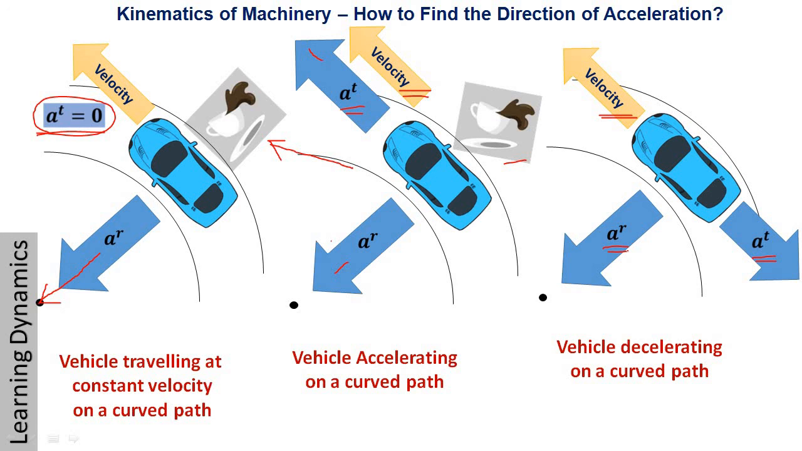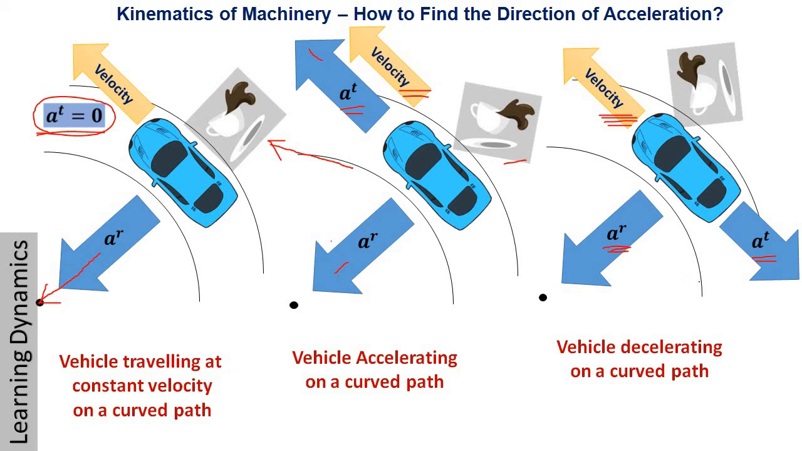The reason for that is the radial component is dependent on the velocity. It's v square by r. So velocity is still positive. So radial component is positive. It will act towards the center of the curve. So this is how we can find out directions depending on whether an object is accelerating or decelerating, whether it is traveling along a straight line or along a curved path. So using this logic, we'll be able to find out the directions of various acceleration components.